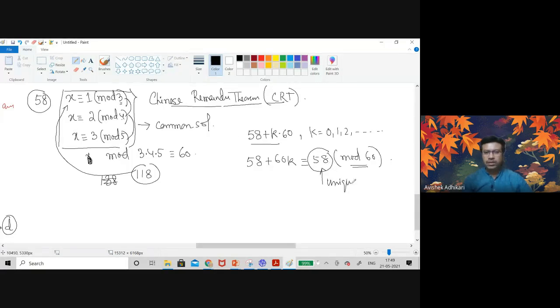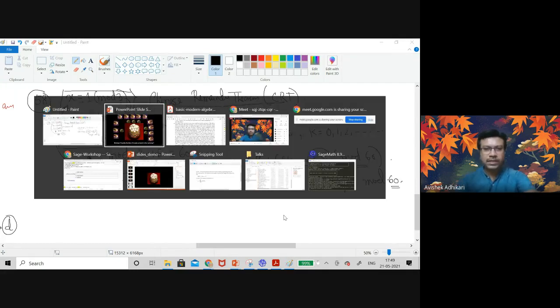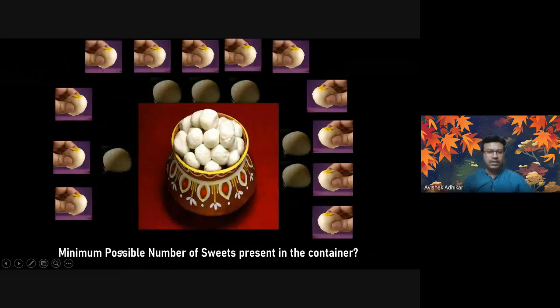Unique modulo this 3 into 4 into 5, that is 60. That's why if you look at the question that I posed, what is the minimum possible number? When I pose it as the minimum possible number, it must be a non-negative number, and that non-negative number will be unique.